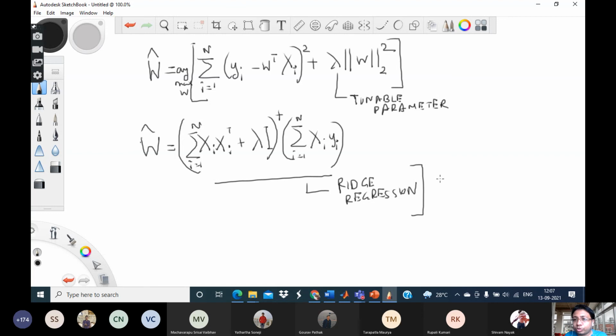And what does it help you to do? It helps you to achieve that all elements of W have small values. So this is the structural property which we enforce in this way.